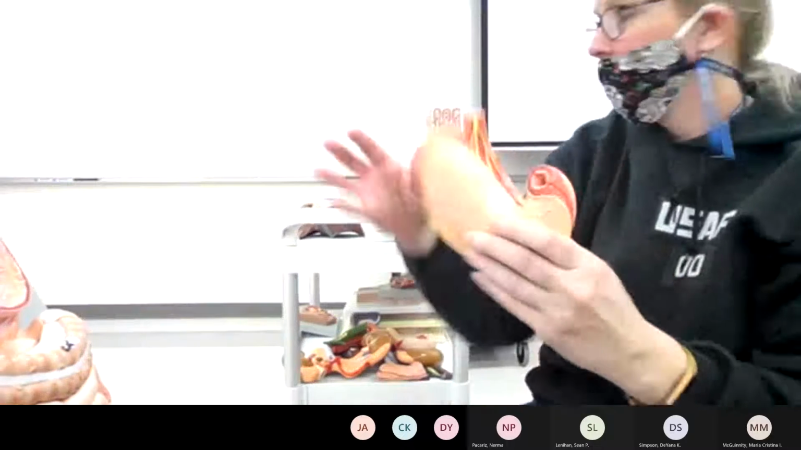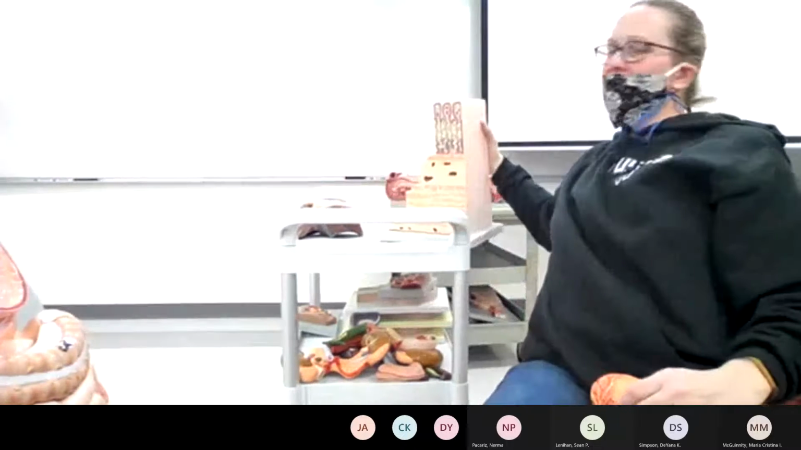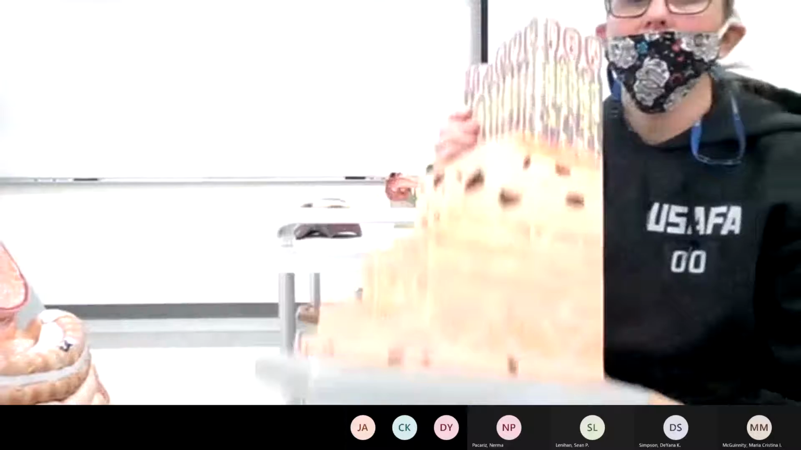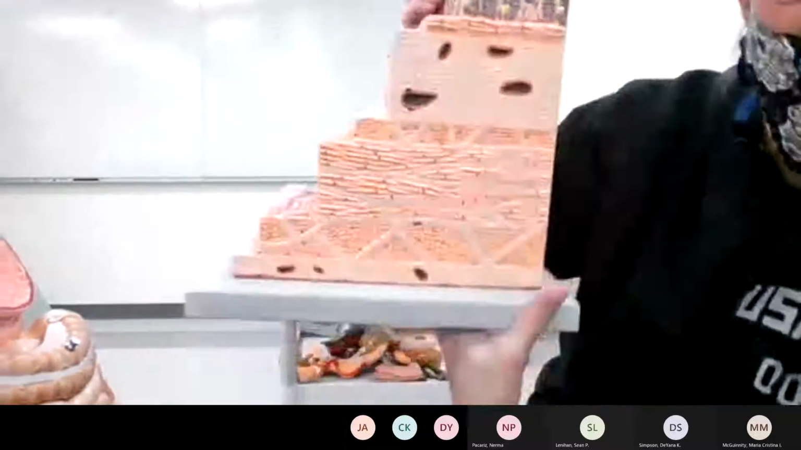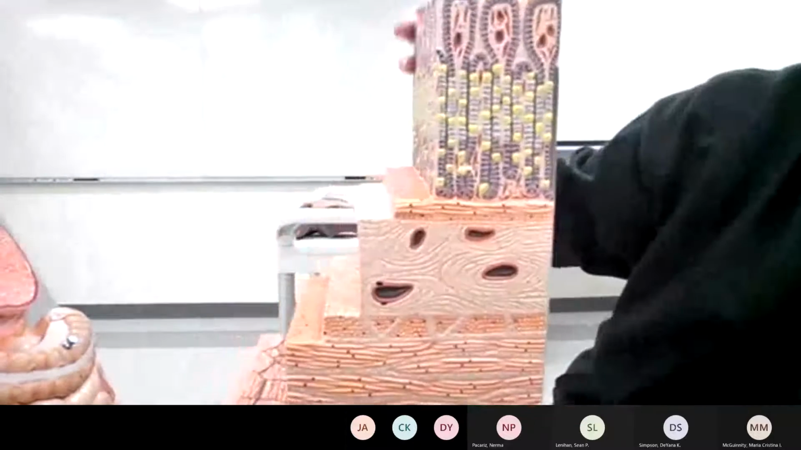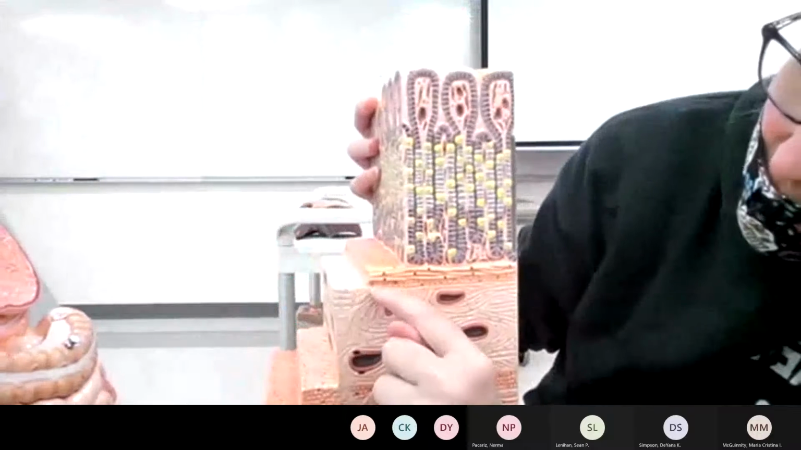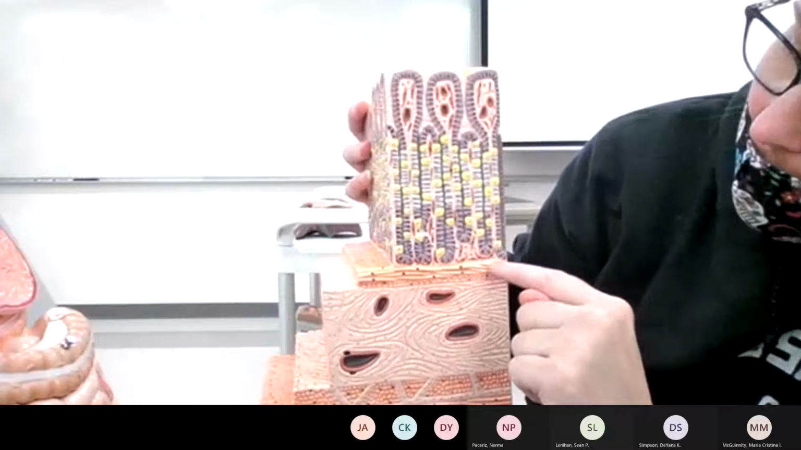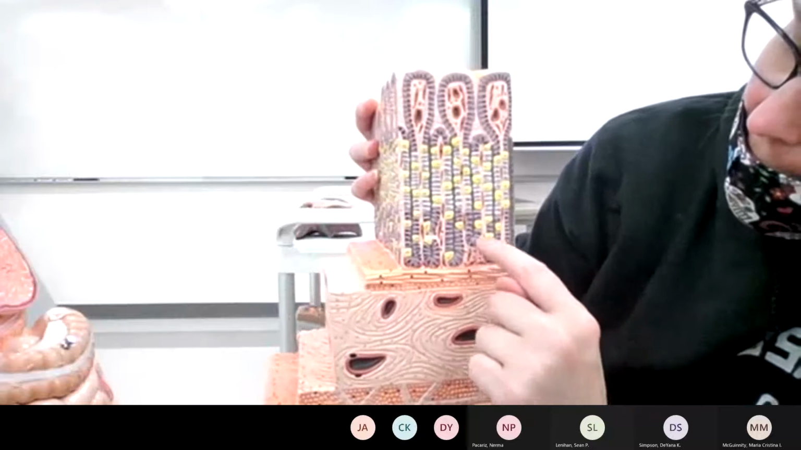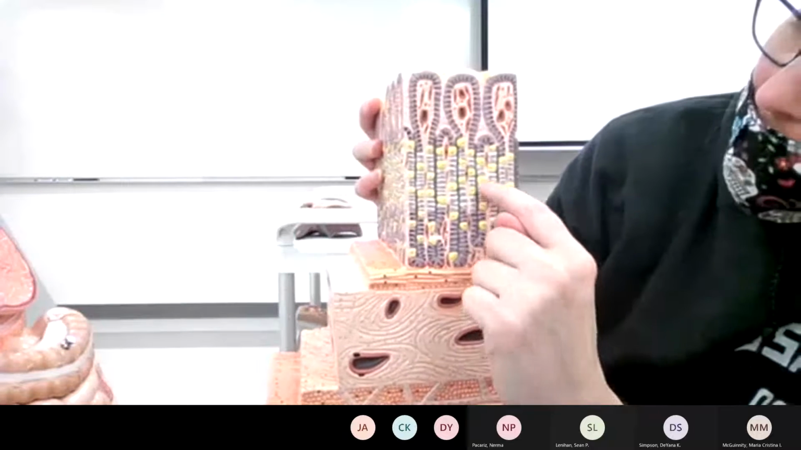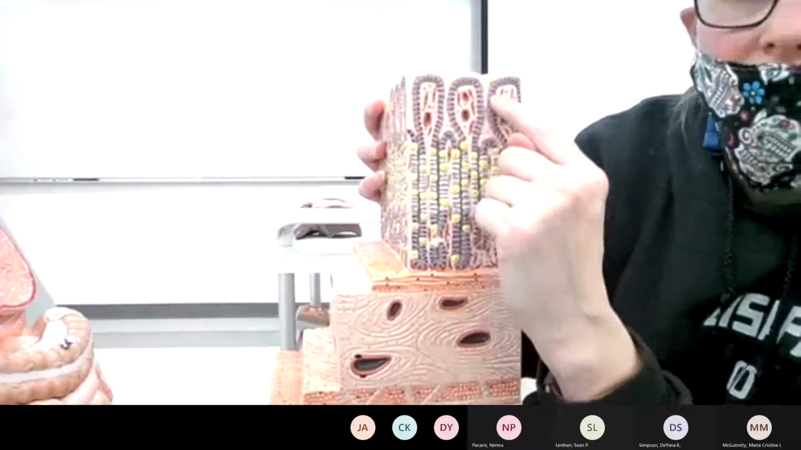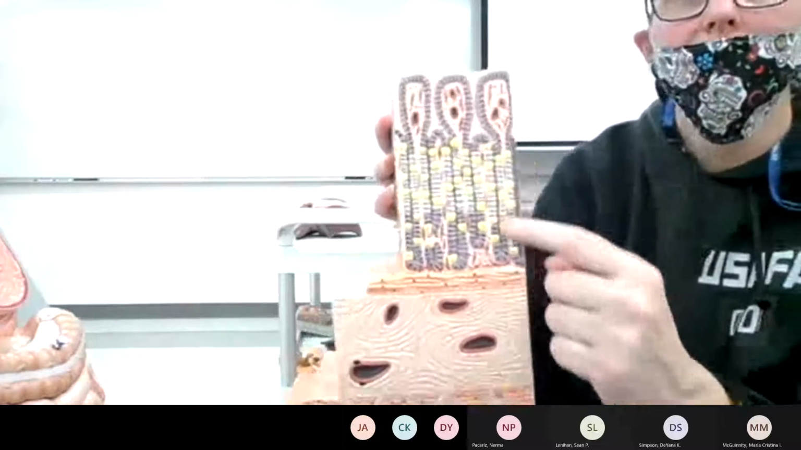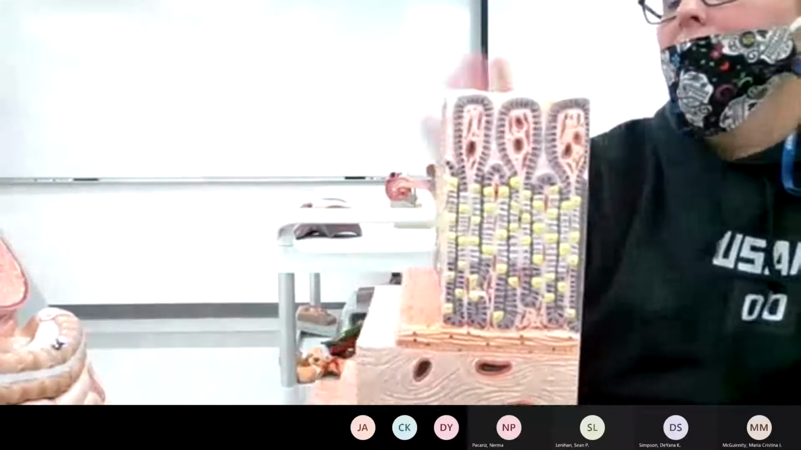All right, stomach. Now, while we're still on the histological layers, here's the model of the stomach. So the stomach's mucosa, so here's that muscularis mucosa. Here's a little areolar connective tissue. Here is your simple columnar cells, most of these purple and yellow cells, okay?